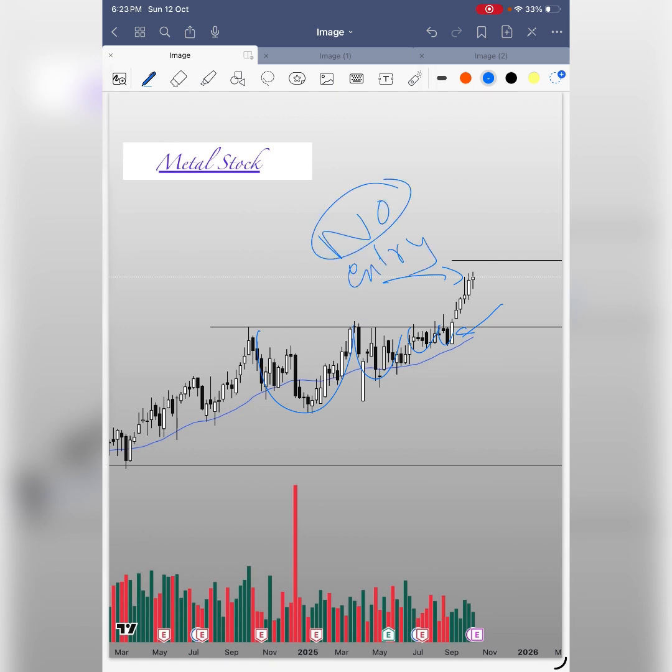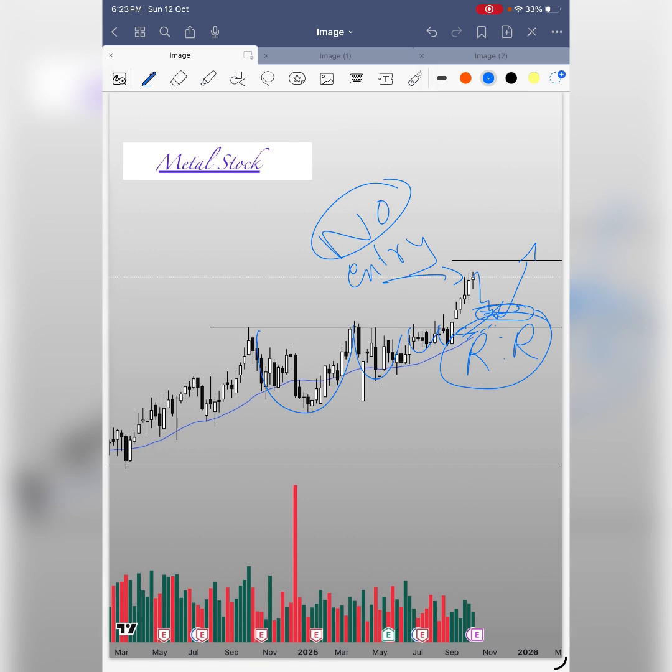The move has already happened. So what you're supposed to wait for is a kind of a corrective structure to play out around these regions, just around the 30 weekly moving average. If you can get some bullish structure, one more time you can go for a long. Here again, the risk to reward will be in your favor. So that is what I would like to discuss over here.